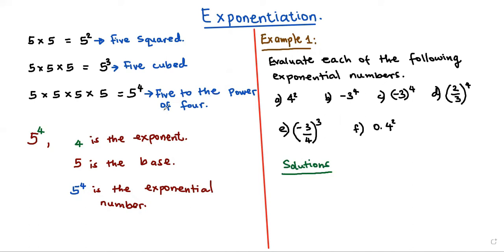Okay, let's begin with part A, where we have 4 squared. If we have 4 squared, it actually means that we have got 4 times 4. And 4 times 4 is equal to 16. Very good. So it means that if I have 4 squared, then I have got 16. All right, we get to part B.